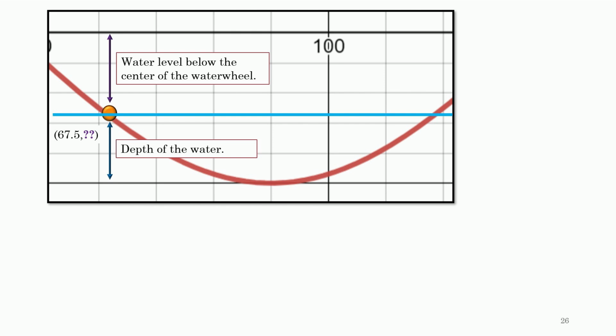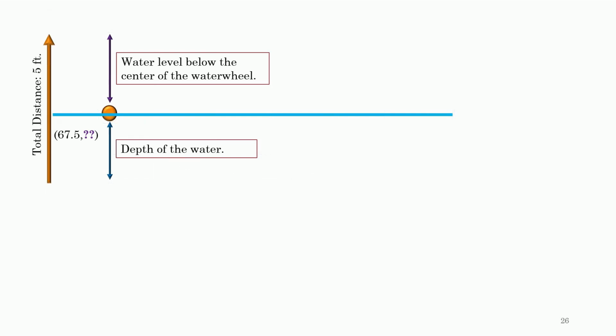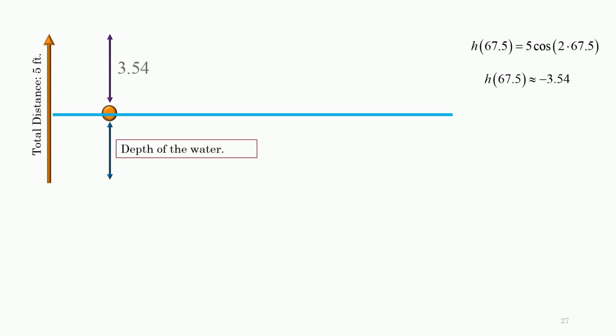Oh, yeah. So we know that the total distance is 5. Let's go ahead and clean this up a little bit. What we're going to do is plug in our number, 67.5 seconds, into 5 cosine times 2x, and we're going to get negative 3.54. So the water's surface is 3.54 feet below the center of the wheel. Since they both add up to 5, we just subtract, and we find out that the water is 1.46 feet deep. So that's the most it could be. If it's that deep, it's going to take 45 seconds for the wheel to go through the water. So the mouse could just barely hold his breath long enough, come out the other side, hanging on for dear life, but he'd be all right.